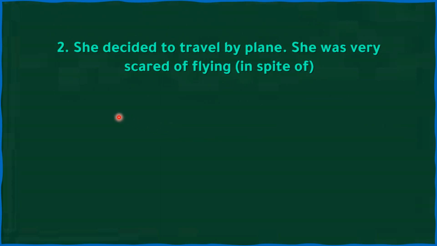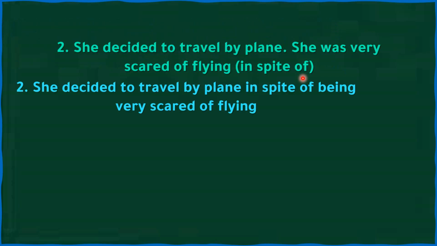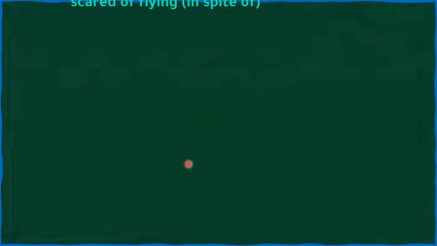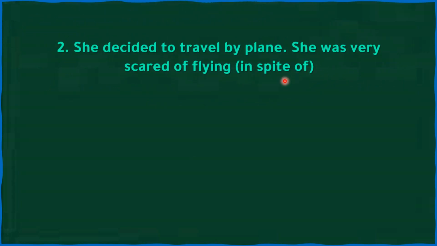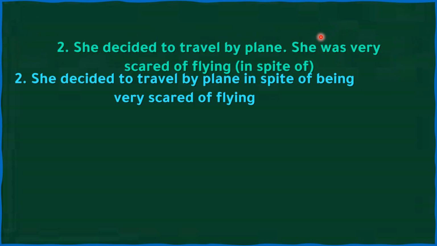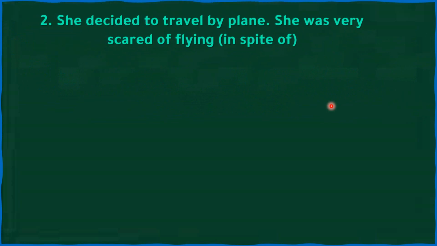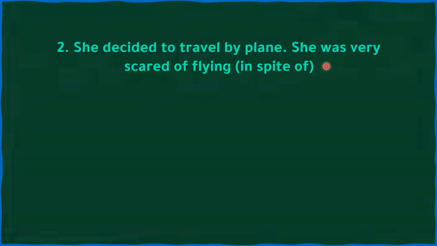Oh, good, Maryam. She decided to travel by plane in spite of what? In spite of having scared of flying. Is it correct? Why not having? Look at the verb here: the verb to be or the verb to have? The verb to be.